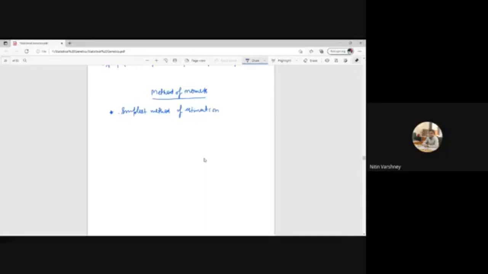In the method of moments there are two methods. The first one is the immersion method.